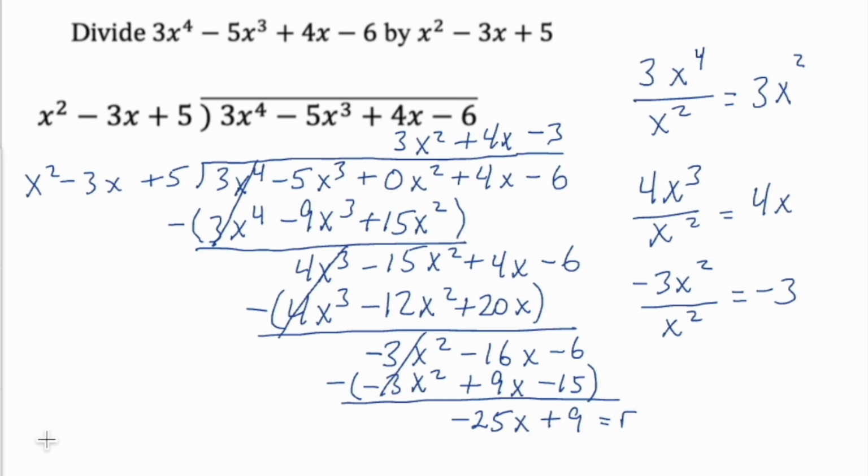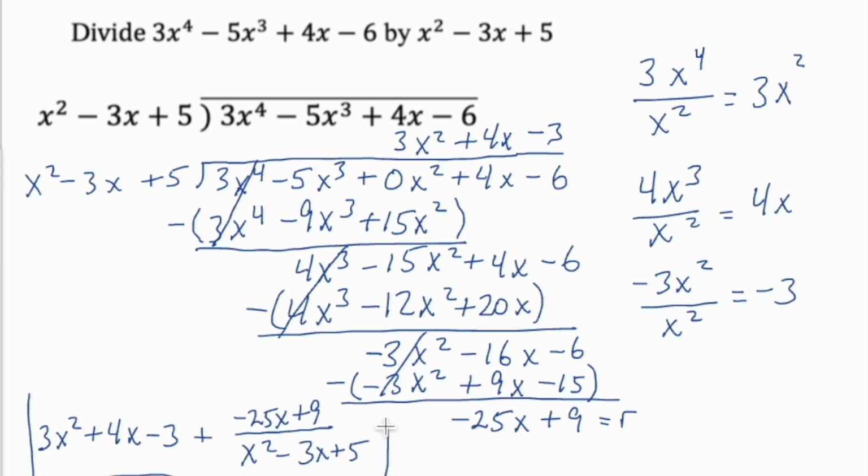Okay, so we are going to write this answer as 3x squared plus 4x minus 3 plus the remainder, negative 25x plus 9 over the divisor, x squared minus 3x plus 5. We're going to put a little pseudo box around this thing because that's our answer.